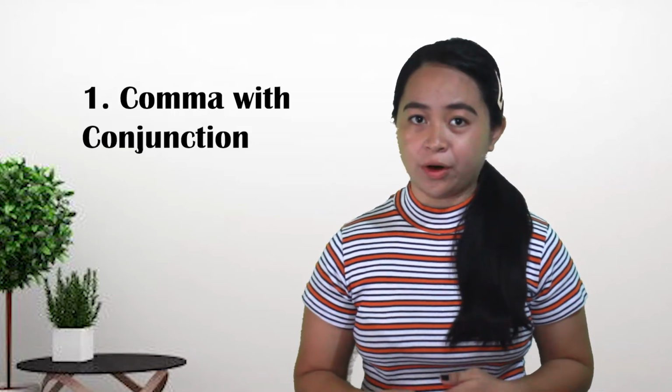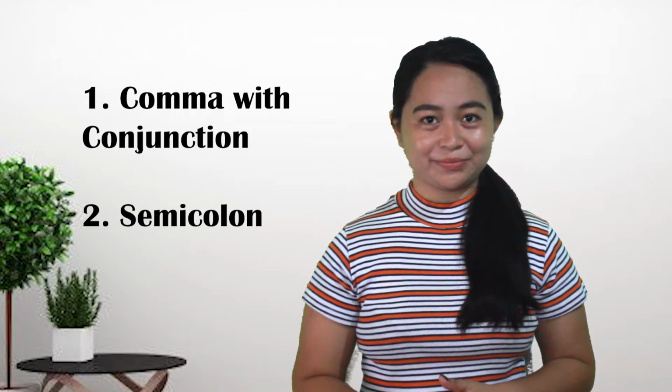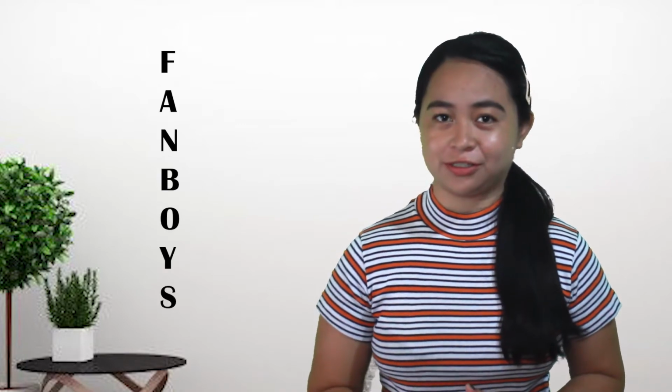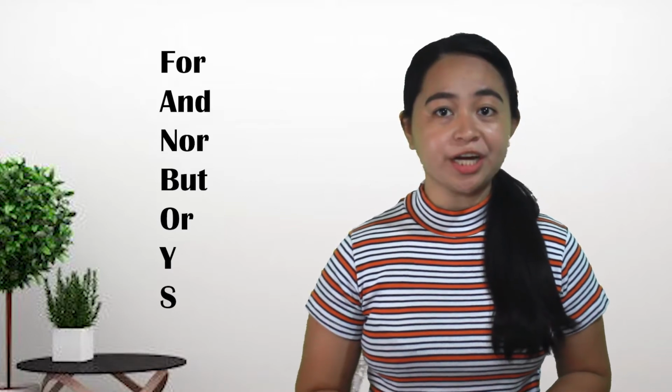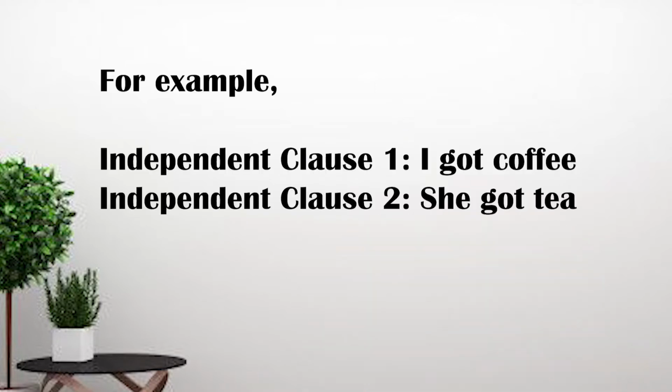To combine two independent clauses, you have two options. You can use a comma with a conjunction, or you can use a semicolon. If you use a comma with a conjunction, the acronym FANBOYS will help you remember the conjunctions: for, and, nor, but, or, yet, so. If you use a semicolon, you do not have to capitalize the first letter of the next sentence.